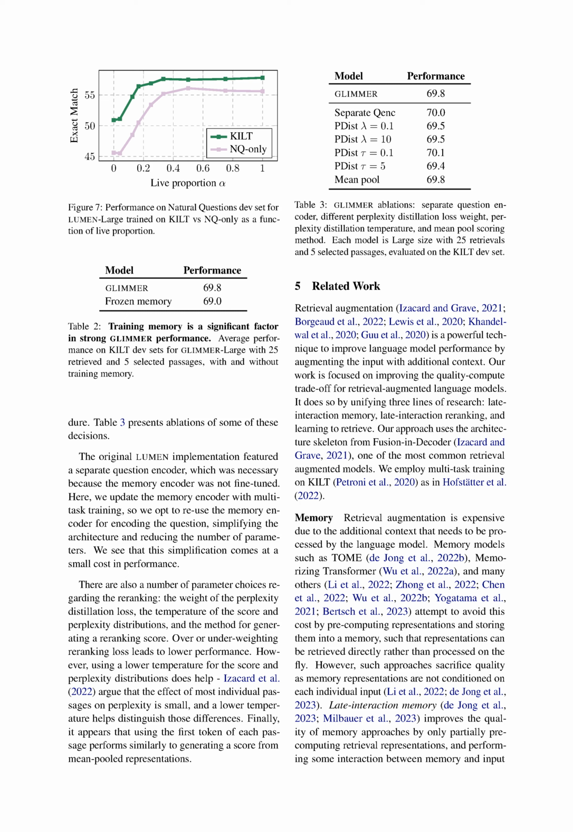Lastly, we find that using the first token of each passage to generate a reranking score gives us similar results as when using mean pooled representations for the same task.